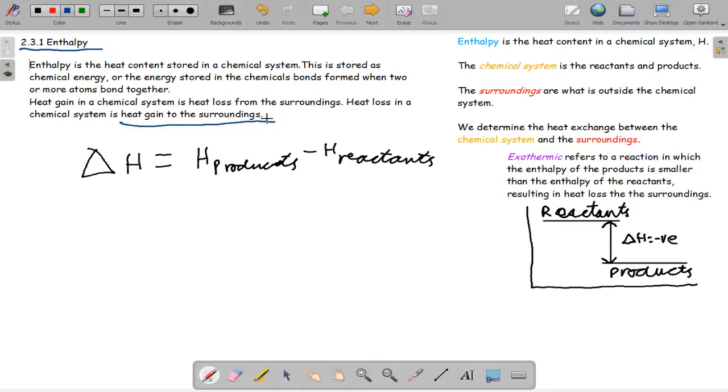Now, the surroundings is basically what is outside of your reaction vessel or the chemical system. The chemical system is just reactants and products, and you can find out the amount of heat exchange between the chemical system and the surroundings. So enthalpy is basically the heat content in a chemical system, H we usually call it, and exothermic refers to a reaction in which the enthalpy of the products is smaller than the enthalpy of the reactants, resulting in a heat loss to the surroundings.